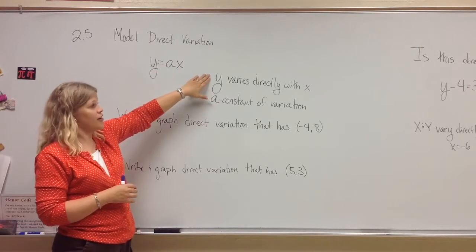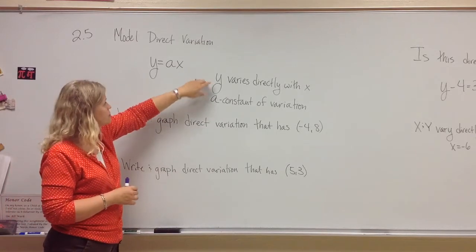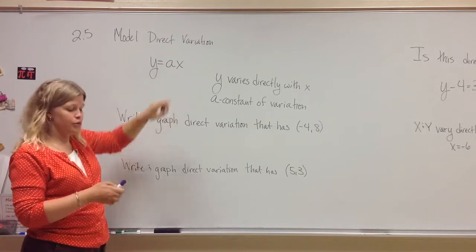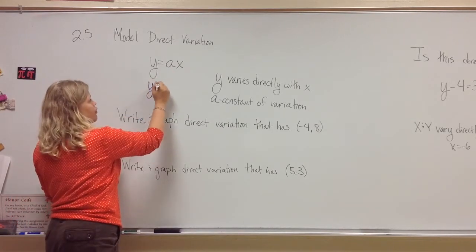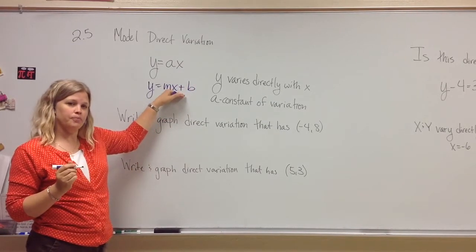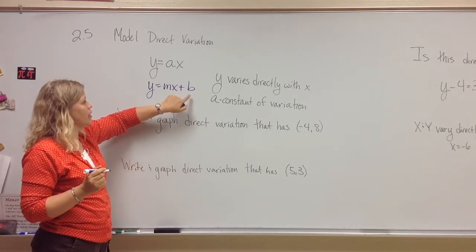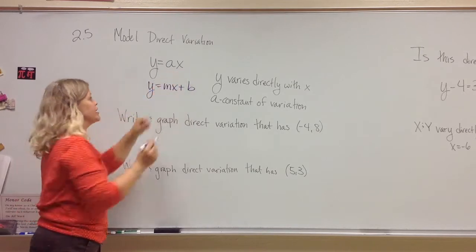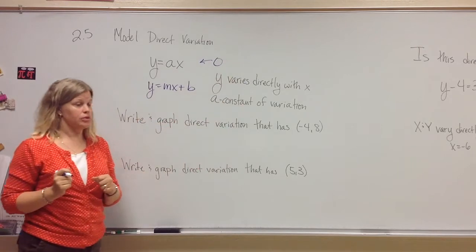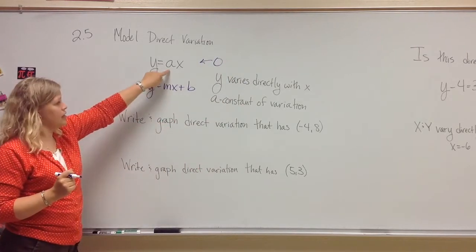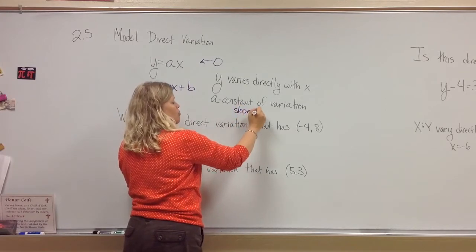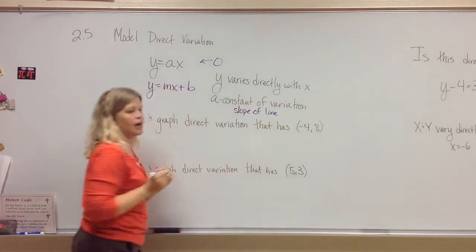Sometimes we say y varies directly with x, and we refer to a as the constant of variation. Now if you think about slope-intercept form, how is this different from slope-intercept form? Well, hopefully right now you're saying, oh, well wait, there's no b. And that's because the b is actually 0, okay? A is known as the constant of variation, but it's really just the slope of the line, okay?